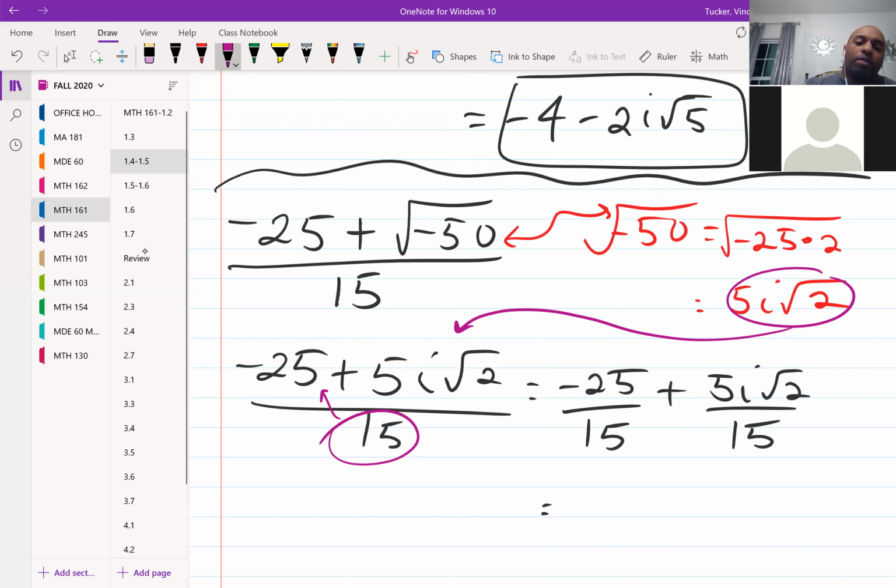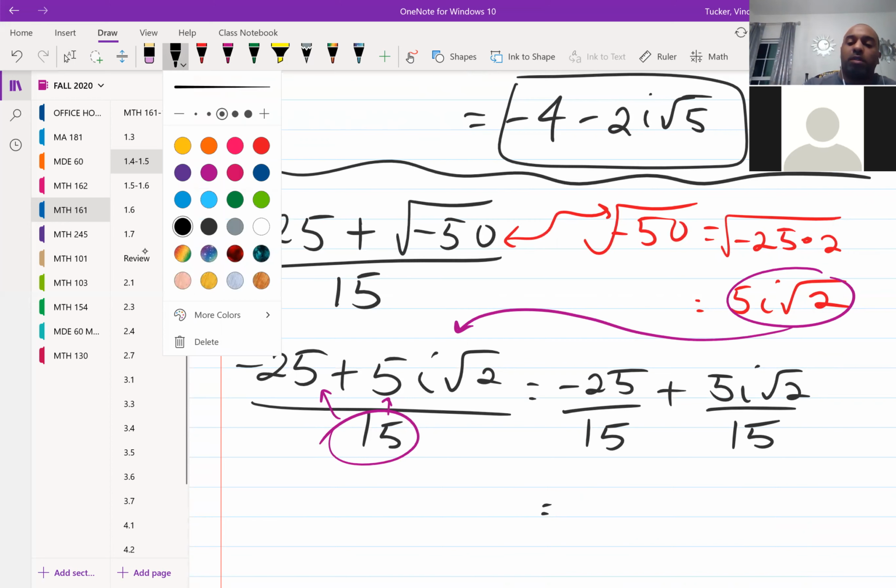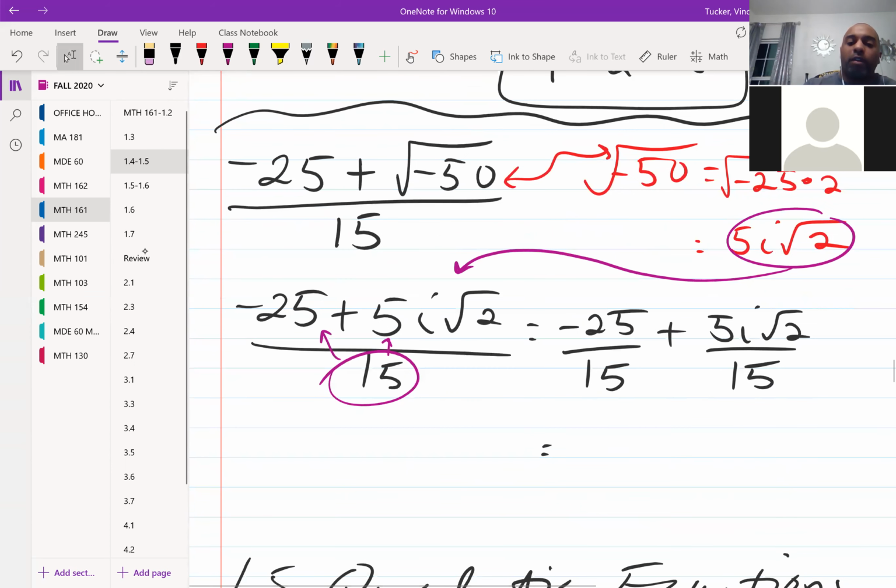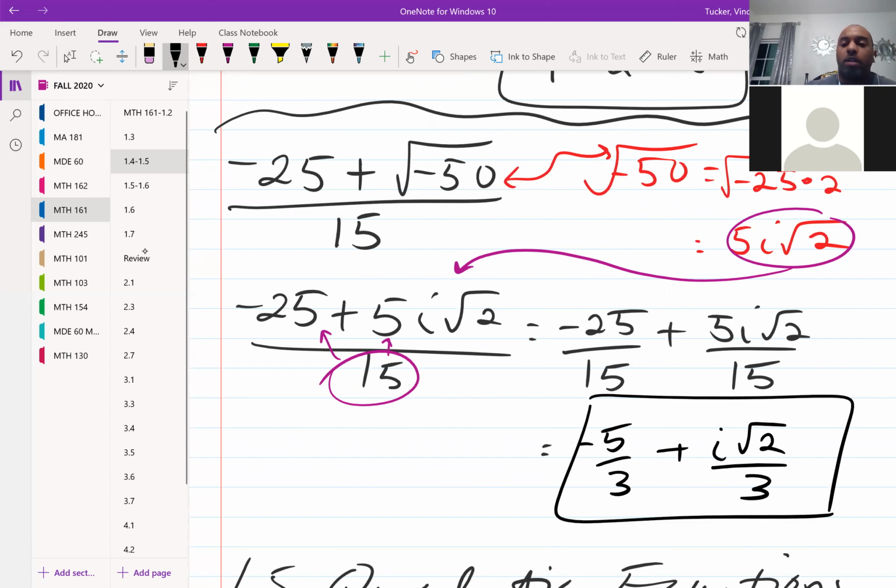Then divide the 15 into each numerator. So that'll give us negative 25 over 15 plus 5i square root of 2 over 15. All right, now we can reduce it. That'd be negative 5 over 3 plus i square root of 2 over 3. Reduce both of them by 5. And that'll be your answer.